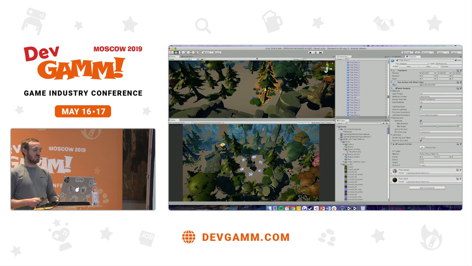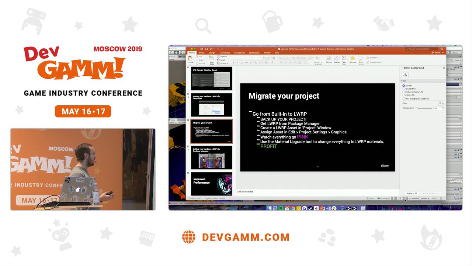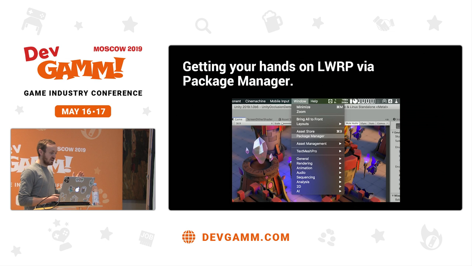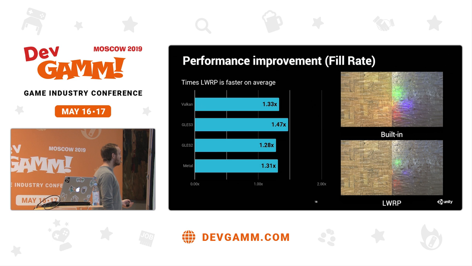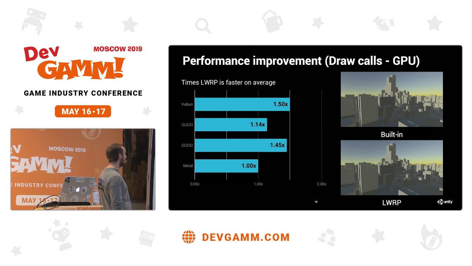What I do want to show you is the benefits in terms of performance increase. So we're looking at fill rate, draw call on GPU, draw call on the CPU, and bandwidth. So here's a few examples. This is what it looks like with built-in, and this is what it looks like with lightweight render pipeline, just the fill rate. And the times lightweight render pipeline is faster on average just by swapping over to lightweight render pipeline asset. So we can see on Vulkan, 1.3 times, GLES, 1.47 times. For draw calls, again, Vulkan 1.5, GLES2 1.45. CPU, again, every single time, it's faster.